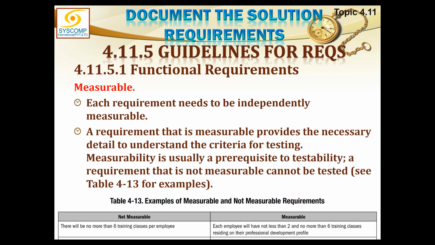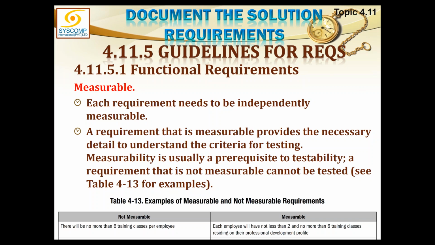For example, there will be no more than 6 training classes per employee. So how would that be measured? The correct one would be each employee will have not less than 2 and no more than 6 training classes residing on their professional development profile. So a limit has been defined, and now we know that anything between 2 and 6 is acceptable. Anything less than 2 and more than 6 is not acceptable.